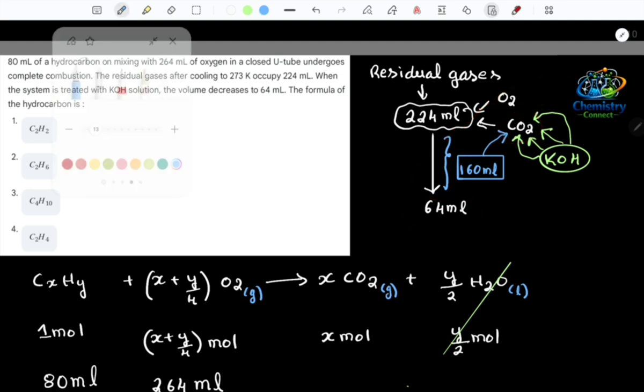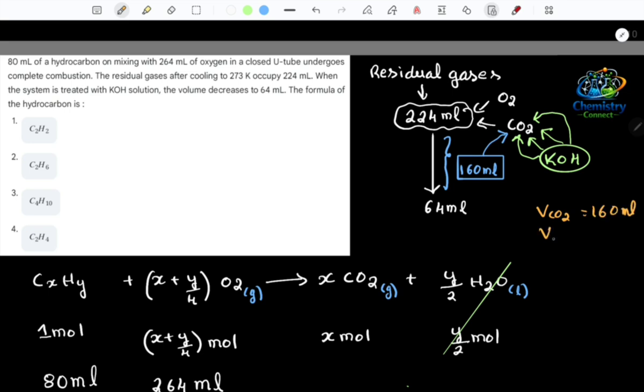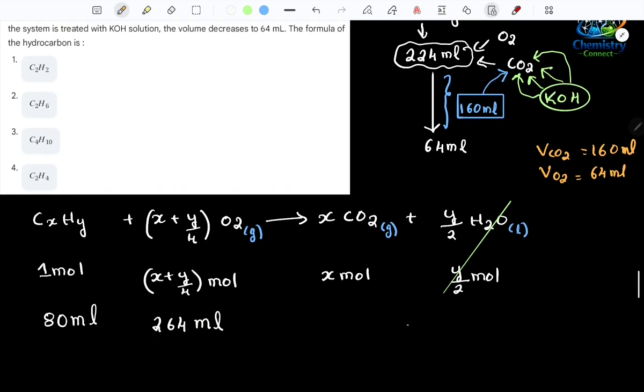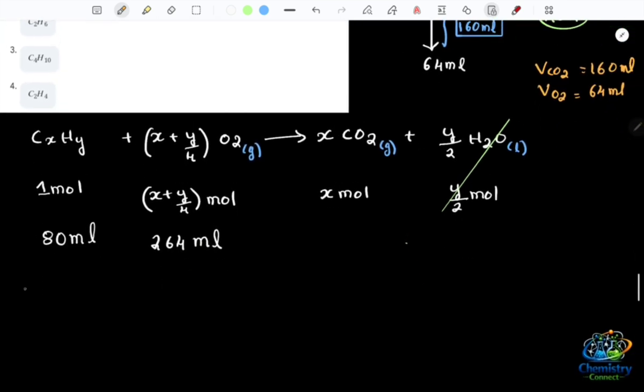From the following data, it is very clear that the volume of carbon dioxide is 160 ml. So the volume of oxygen will be how much? 64 ml. Now that means left out, how much ml is left out now? 64 ml is left.